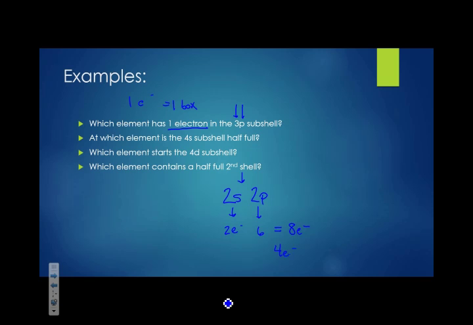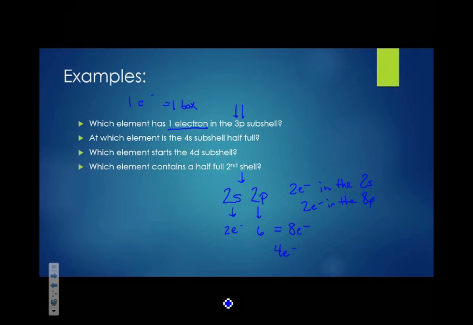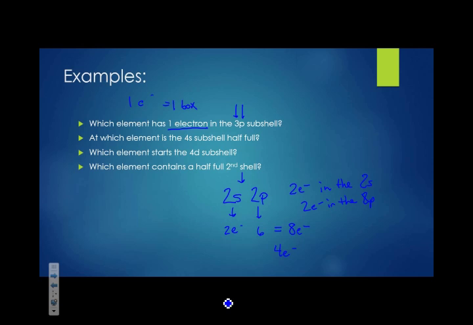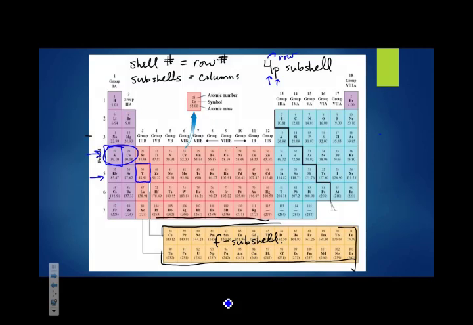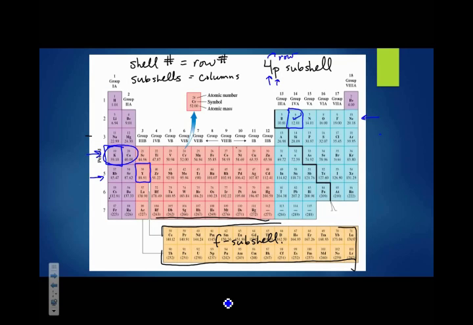So that means I would have 2 electrons in the 2s, and then 2 more electrons in the 2p. So basically, to answer this question, I have to find an element that has 2 electrons in the 2p subshell. So I'll go back here. The 2p's are in the 2nd row, and I see that that would be 2 boxes in, which would be carbon.